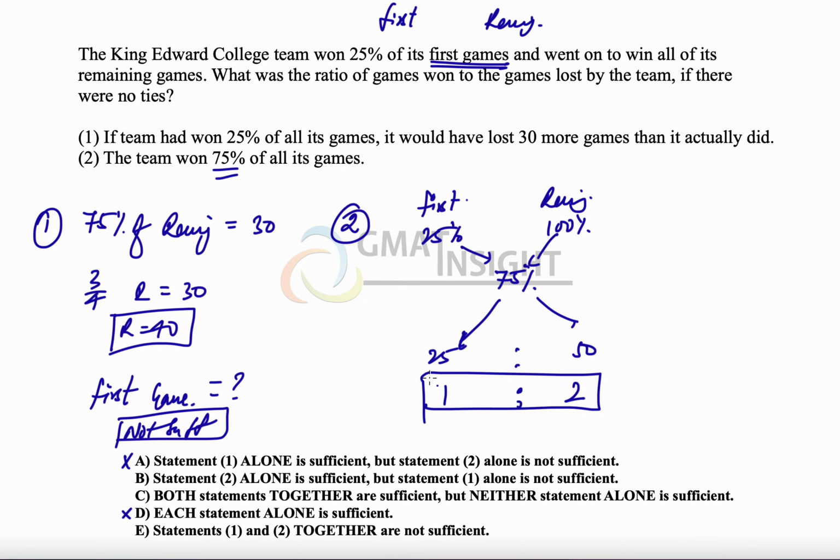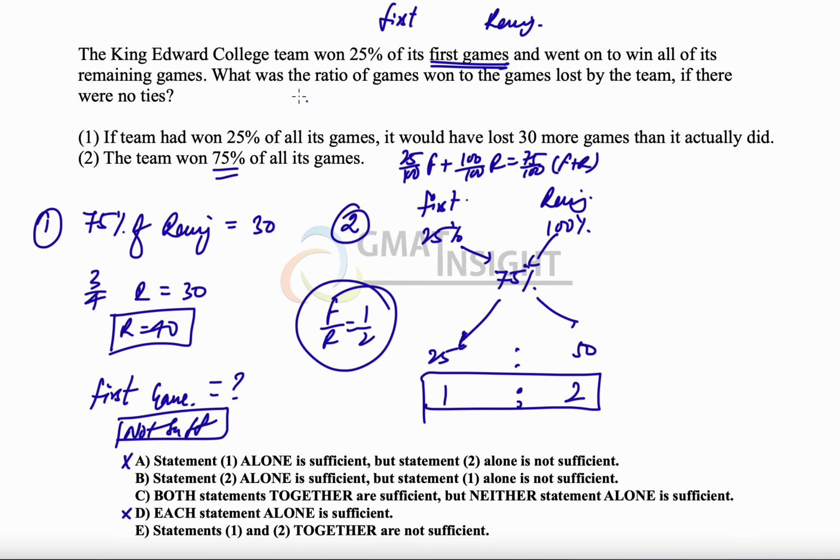We can calculate the same thing using an equation as well. For example, 25% of the first games plus 100% of the remaining games is equal to 75% of the first games plus remaining games, and we'll get the same thing: first games over the remaining games will be 1:2. Now, the question is, what was the ratio of the games won to the games lost by the team?